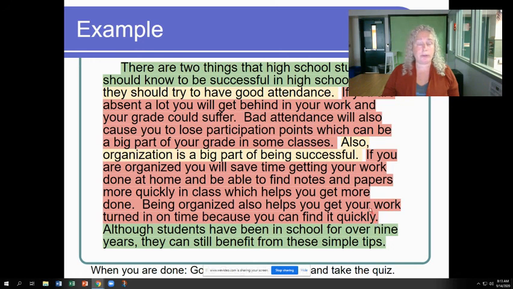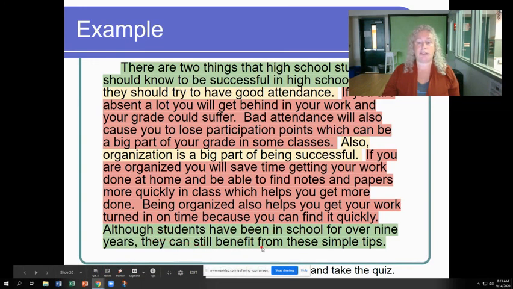Notice I took those notes, I wrote things out in full sentences. I have a topic. I have my first key idea here in yellow. Then I explain it. You can see I have multiple sentences explaining why good attendance is important. I have my second key idea here in yellow, which is about organization. Then I have several sentences in red underneath that explaining why organization is important. And finally, I have my conclusion that shows I said I was going to give you some tips, some ways to be successful, and I did.